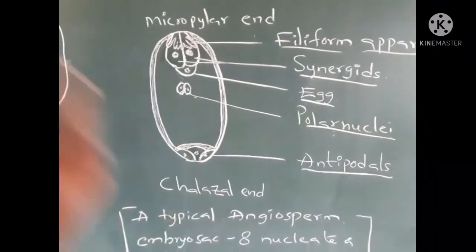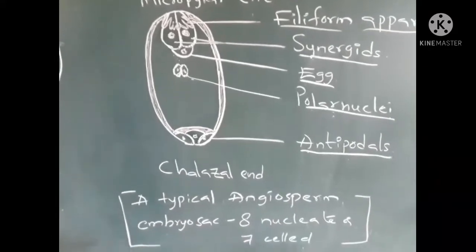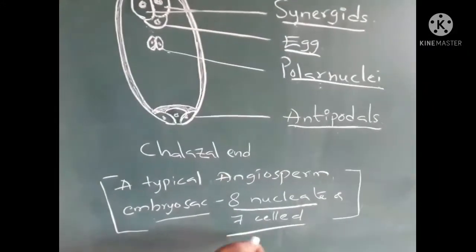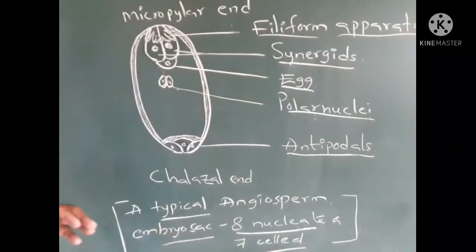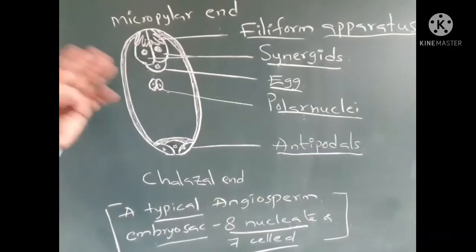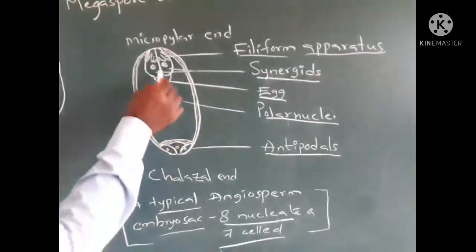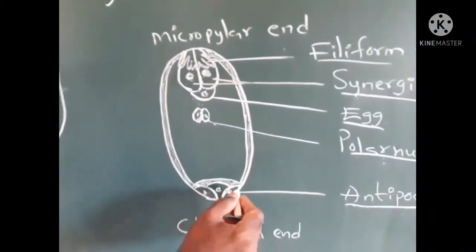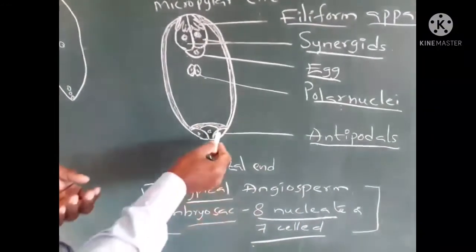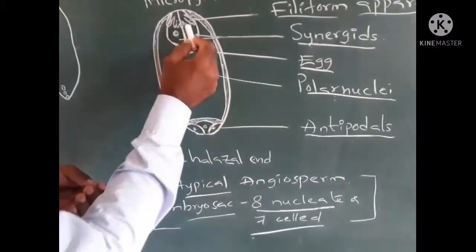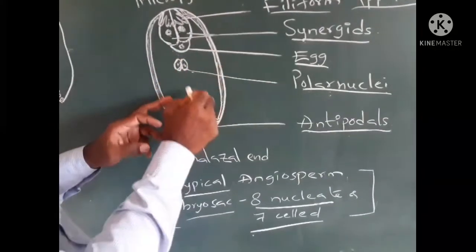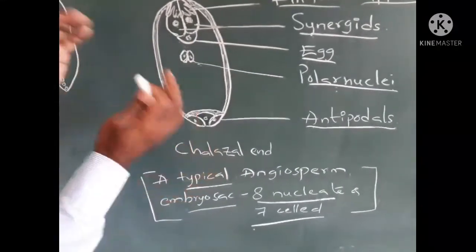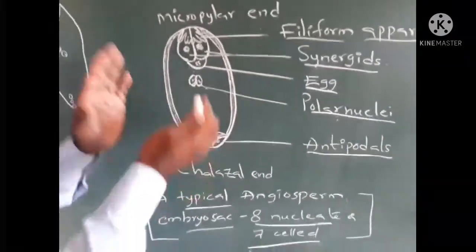See here, a typical angiosperm embryo sac contains 8 nuclei and 7 cells. See here it is 8 nuclei: 1, 2, 3, 4, 5, 6, 7, 8. But 7 celled. Here are 3 cells, here are 3 cells, and the central big cell is the seventh cell. So 8 nuclei but 7 cells. A typical angiosperm embryo sac contains 8 nuclei and 7 cells.